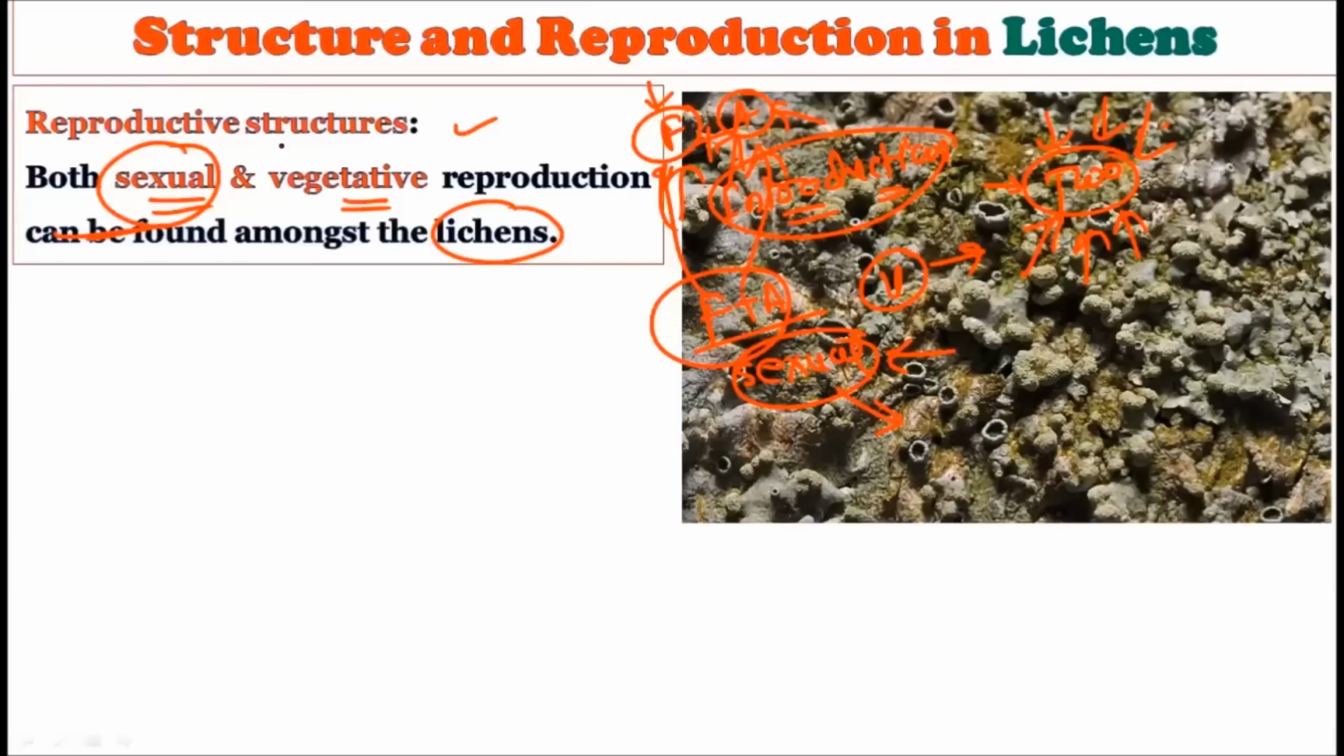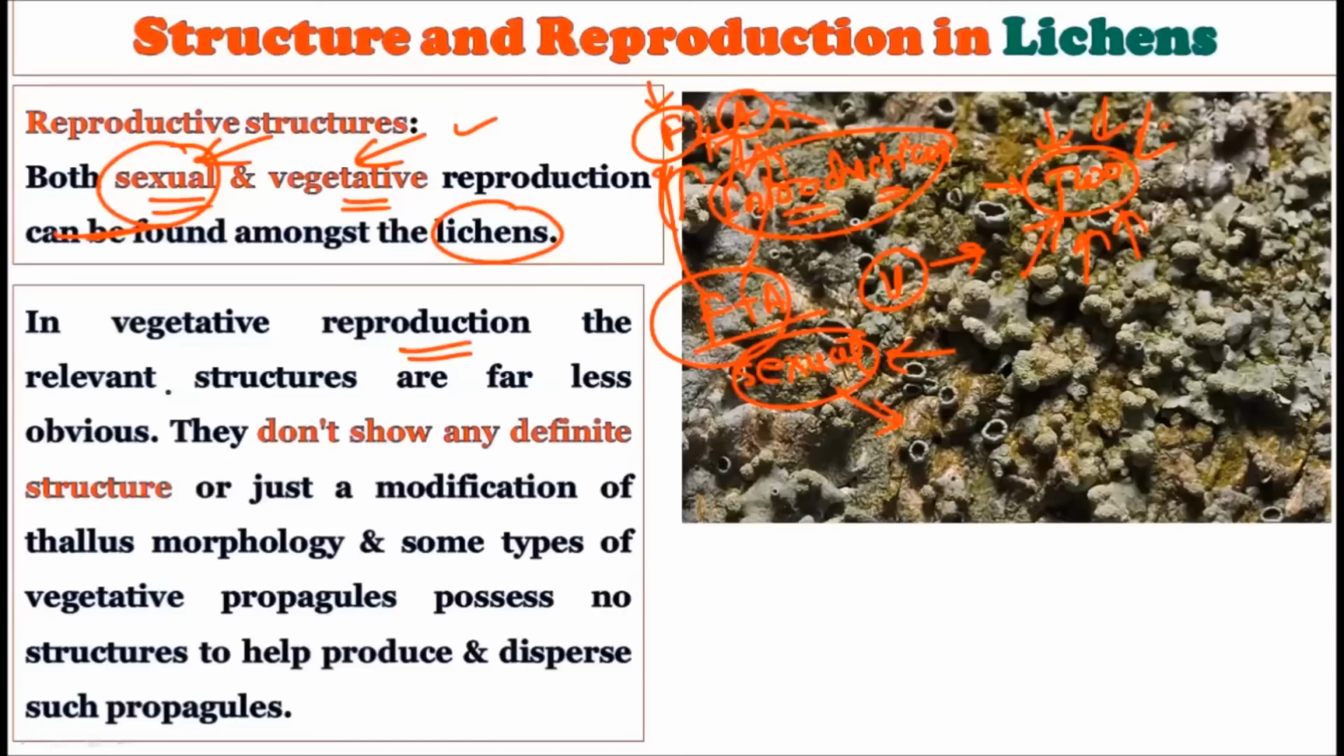Now, they can be reproduced by sexual methods or vegetative methods. Now consider the vegetative reproduction. The relevant structures are far less obvious. See, when you talk about vegetative reproduction in the lichen, it does not show any particular structure, such that such and such a structure will form and then this structure will grow into individual thalli. This does not happen. No particular type of structure is formed in these lichens to reproduce vegetatively. They don't show any definite structure.